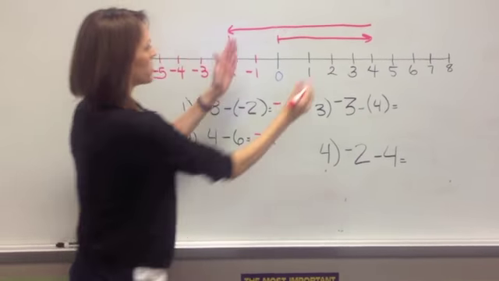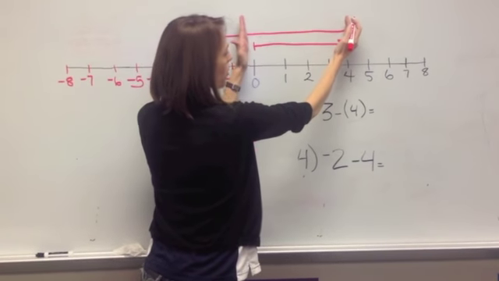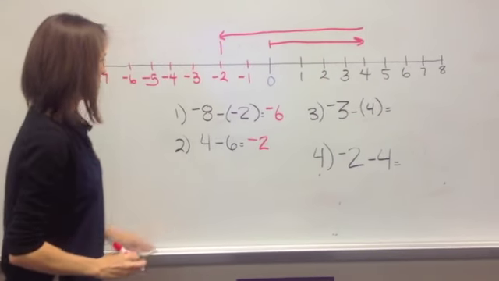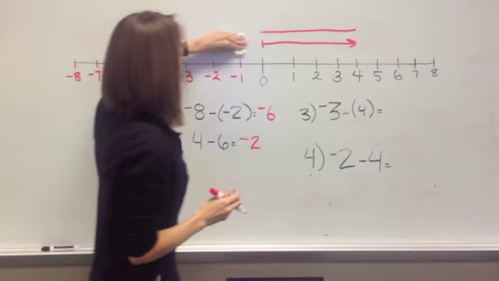Okay? And if you notice here where they overlap, these are your zero pairs, right? Because you've got a positive and a negative on top of each other, right? So let's do just a couple more.